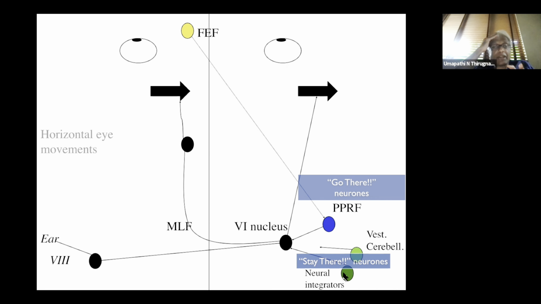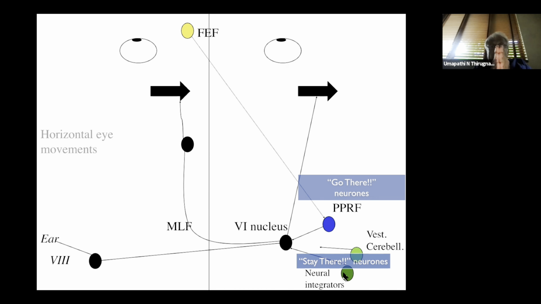So now my right frontal eye field says, look to the left. It sends the signal to my left go there neuron. My go there neurons in the brainstem are working well. Yes, they are working well. So I'm able to go there. But then my stay there neurons in my cerebellum are not working. So what's going to happen? Instead of staying there, it's going to drift back towards the center.